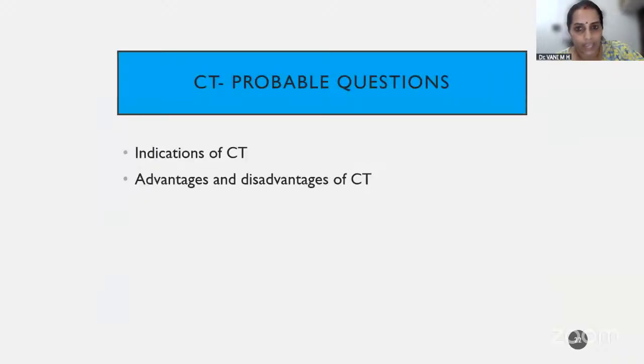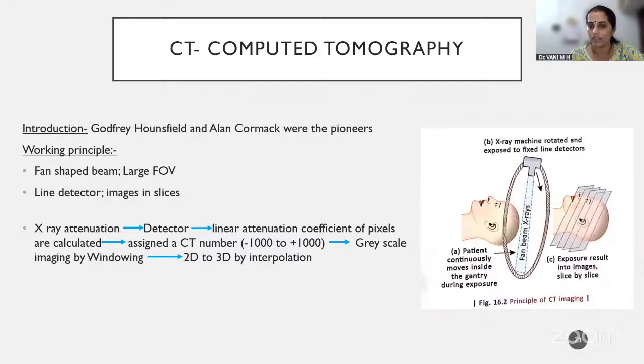So CT, yes, for KUHAS, CT, MRI, ultrasound were not asked in previous year questions. But in other universities, yes, they have asked. Maybe indication, advantage, and disadvantage is what they have highlighted always. So these are the probable areas under CT where you can expect, maybe indications of CT, advantages and disadvantages. And if at all you need to write the principle, see, when it comes to CT, the principle is quite vast. You have a lot of generations to write and everything, how it developed, so many things to be written. But for your level, just highlight like this.